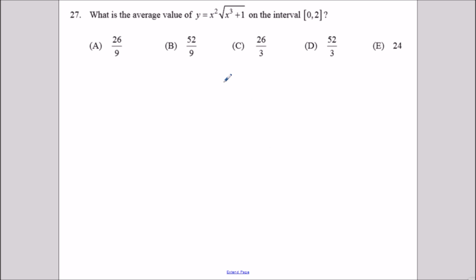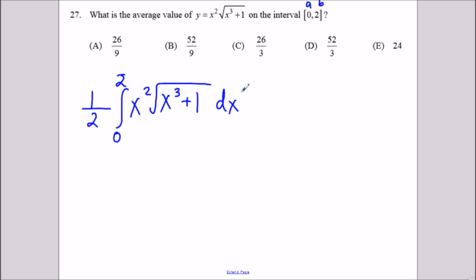Okay, if we want to find average function value, we need to know the formula: 1 over b minus a, where this is a and b. So that's 1 over 2 minus 0 times the integral from 0 to 2. And we just write our function in there: x squared times the square root of x to the third plus 1.